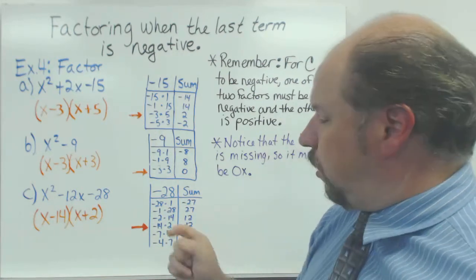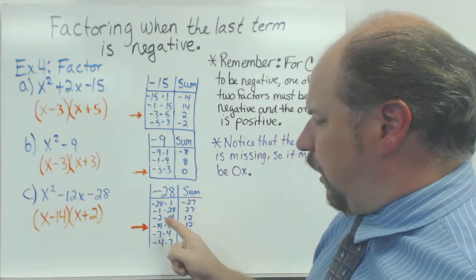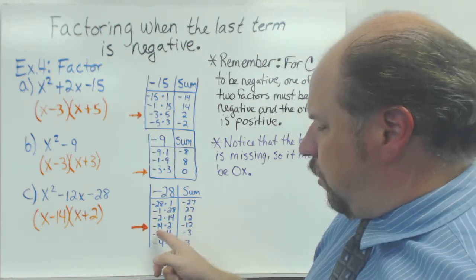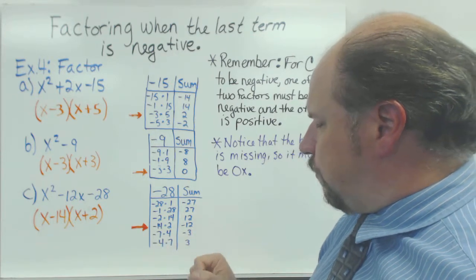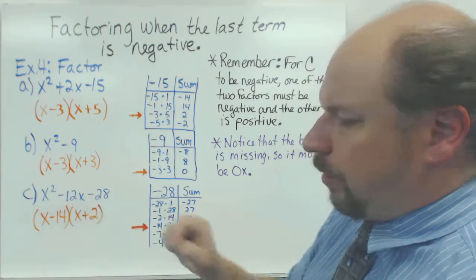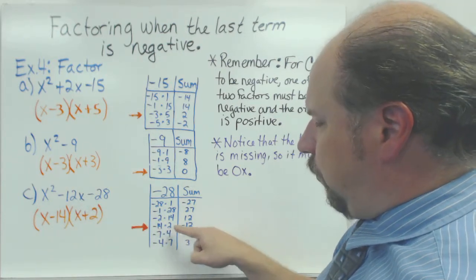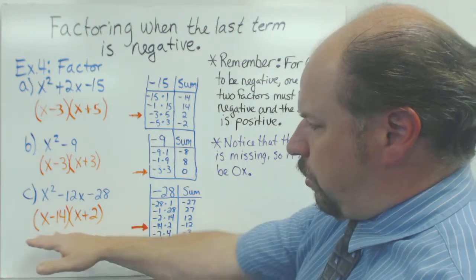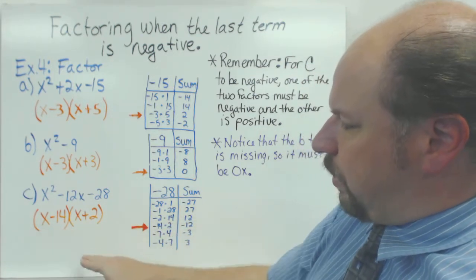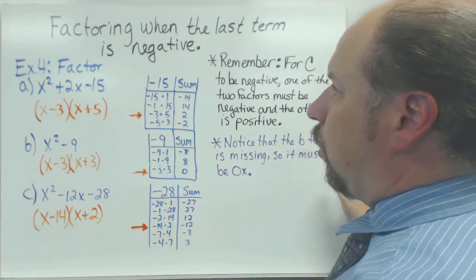So factors of 28, or ways that we can factor 28. 28 times negative 1, negative 28 times 1, negative 1 times 28, negative 2 times 14, negative 14 times 2, negative 7 times 4, and negative 4 times 7. And I have all of the sums here. We want negative 12 in the middle, so it's going to be negative 14 times 2. So I have factored it here into x minus 14 times x plus 2, and we're done.